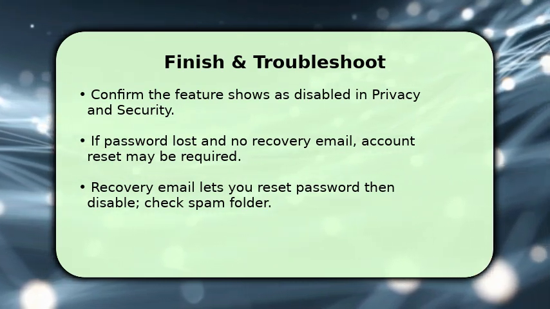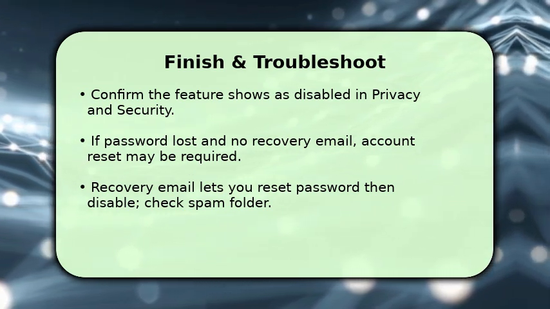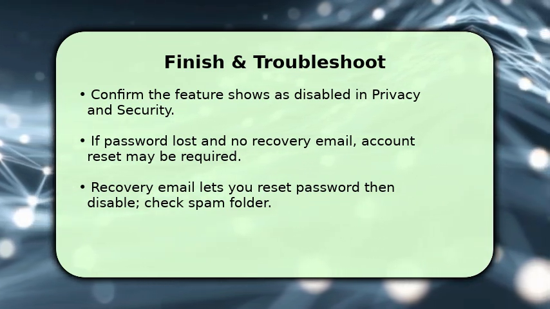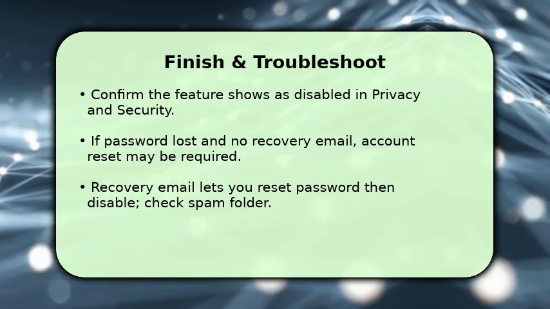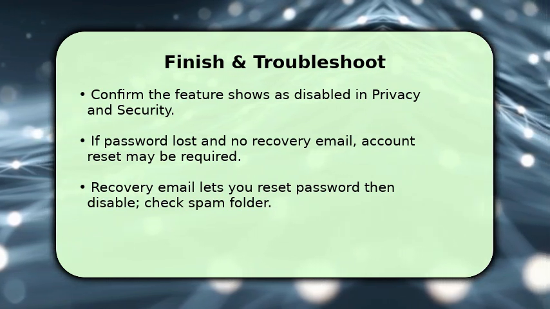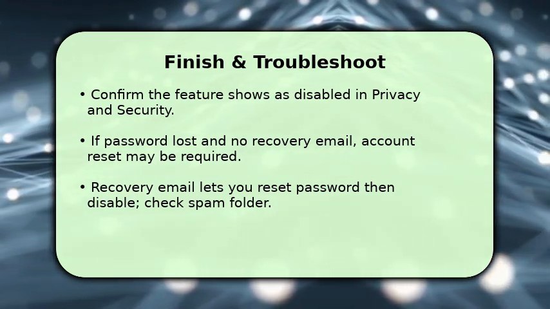If you cannot provide the password and you did not set a recovery email, you cannot remove two-step verification. Telegram does not offer emergency bypass. In that case, consider exporting data and deleting the account to start over, or use the recovery email. Check spam to reset the password, then immediately disable. If issues persist, retry on another logged-in device.